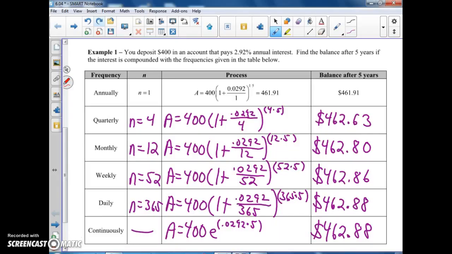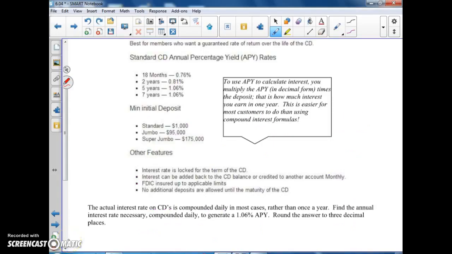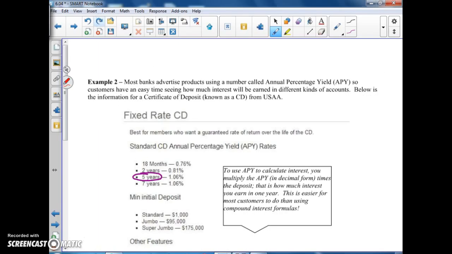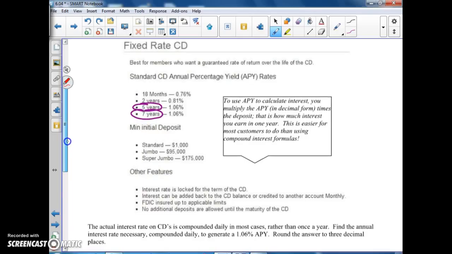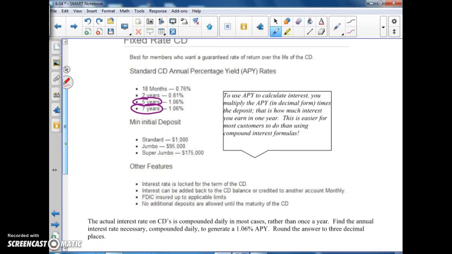Okay, so we got that. All right, here comes the first thing. Look at the CD that they just showed you, the CD paper, right? You want 1.06 APY. Look up here. Where's a 1.06 APY? 5 years and 7 years, right? So I know this. I'm investing my money for either 5 or 7 years.